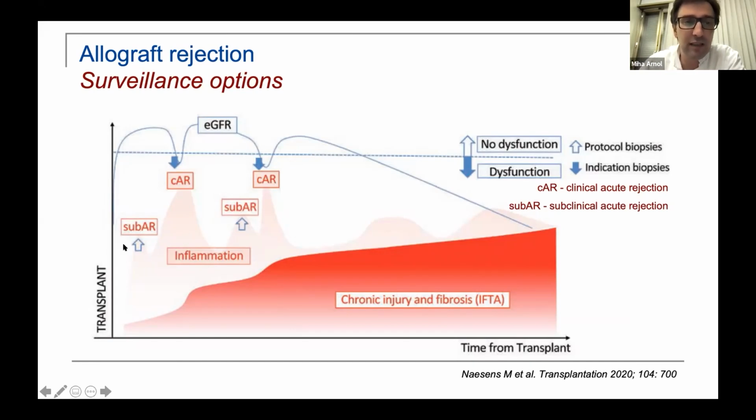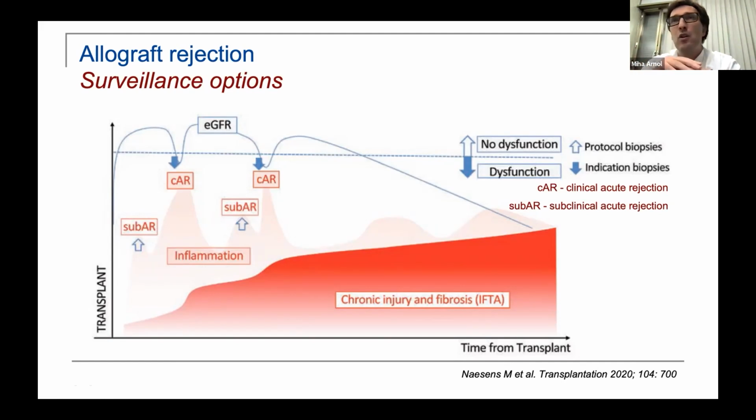But unfortunately, these subclinical inflammatory events, you cannot catch them only with the indication biopsies. So in case of no graft dysfunction, you can catch these subclinical events only by doing protocol or surveillance biopsies, as we usually like to call them. Of course, on the other hand, the yield of these biopsies is not very high because we know that we get useful information only in about 1/4 to 1/3 of biopsies.